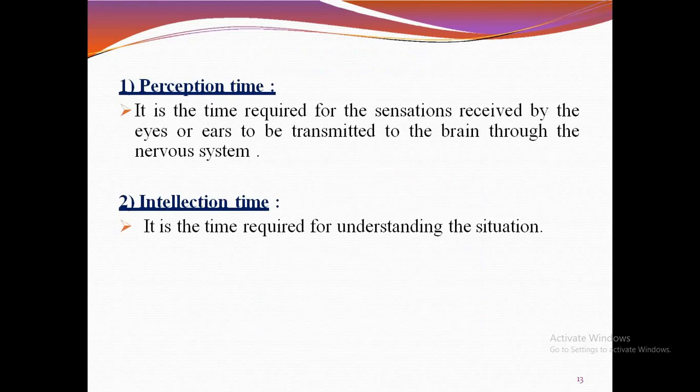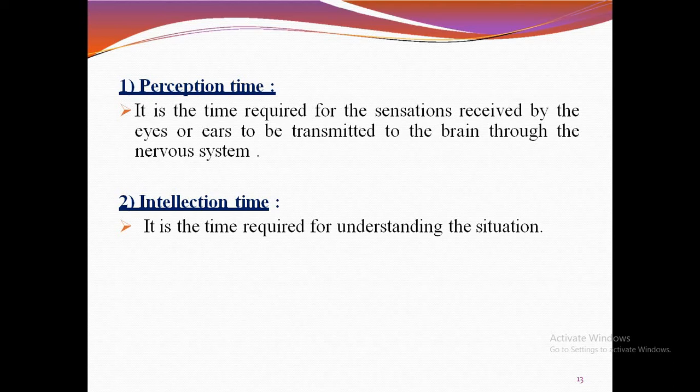Perception is the time required for sensations received by the eyes or ears to be transmitted to the brain through the nervous system and spinal cord. In other words, it is the time required to perceive an object or situation. So we need to be alert when observing an object.